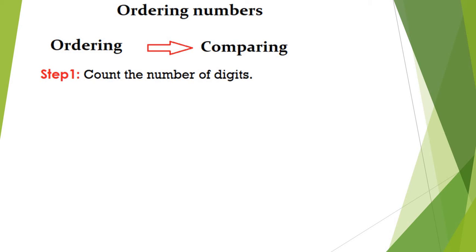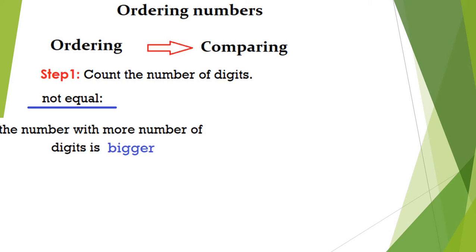Okay, the first step in ordering is to count the number of digits. So I want to teach you today how you can order any group of numbers. You need to count the number of digits. In this case, you have two ways. Maybe you will have a not equal number of digits or an equal number of digits. What do we have to do if the number of digits is not equal?